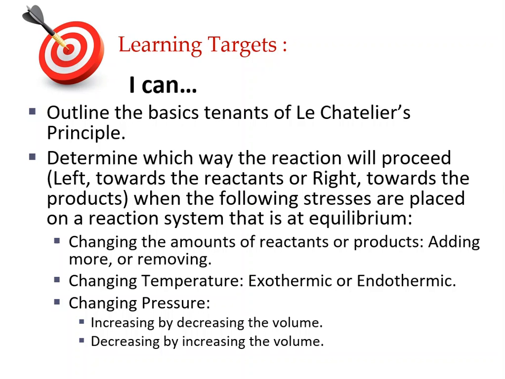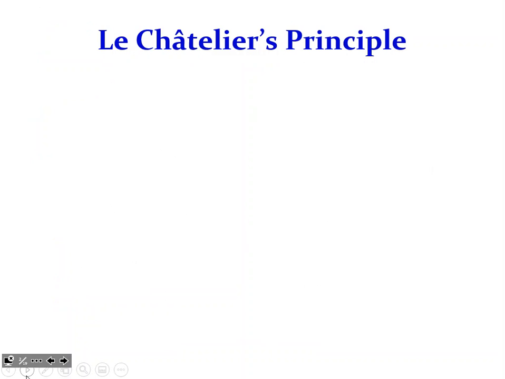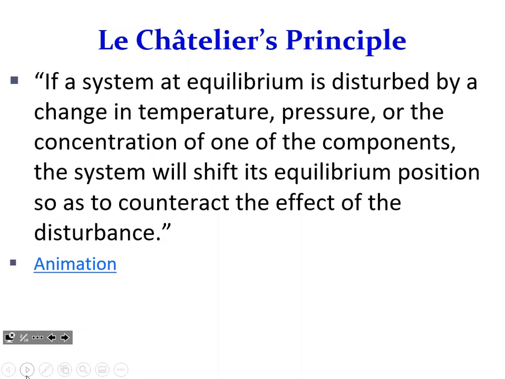Let's see here, I gotta get my cursor back up over here and then we can press through. All right, so LeChatelier. Basic definition here: a system at equilibrium is disturbed by change in the temperature, pressure, or concentration of one of the components. The system will shift its equilibrium position so as to counteract the effect of the disturbance.